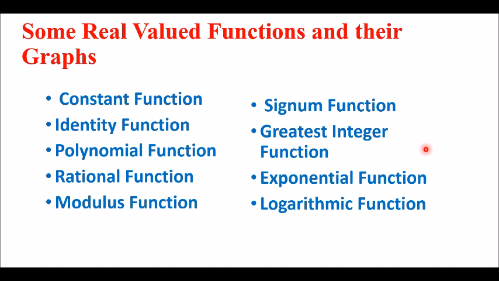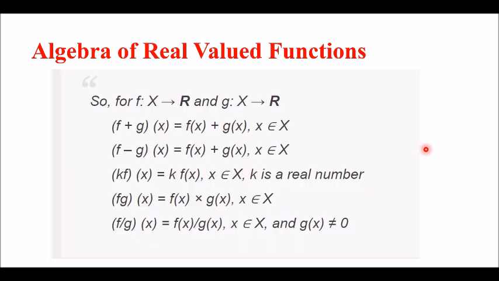Last but not the least, in this chapter we have the algebra of real functions. That means if f and g are two real valued functions, then their sum is defined in this way, their difference, scalar multiplication and the division. So this is all about chapter 2 and functions.